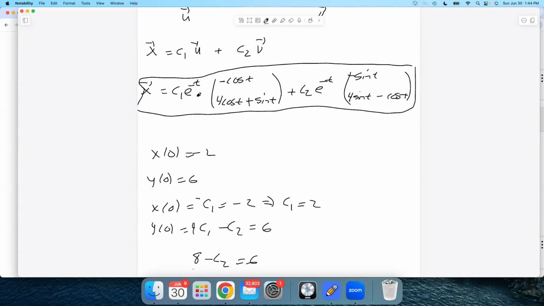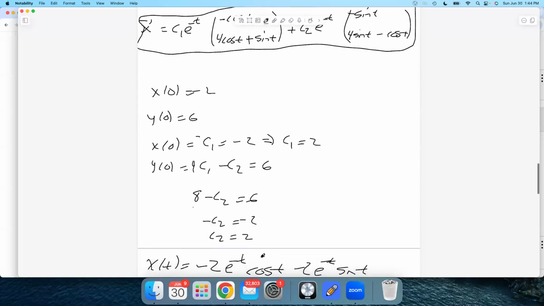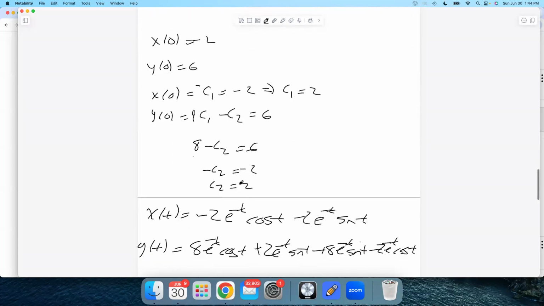And then across the bottom, again, e to the 0 is 1, cosine of 0 is 1, sine of 0 is 0. So all the sines will disappear, the cosines will become 1. We'll get 4C1, excuse me, minus C2 must equal 6. And we already had C1 was 2, so we just plug in, solve. We get C2 equals 2.